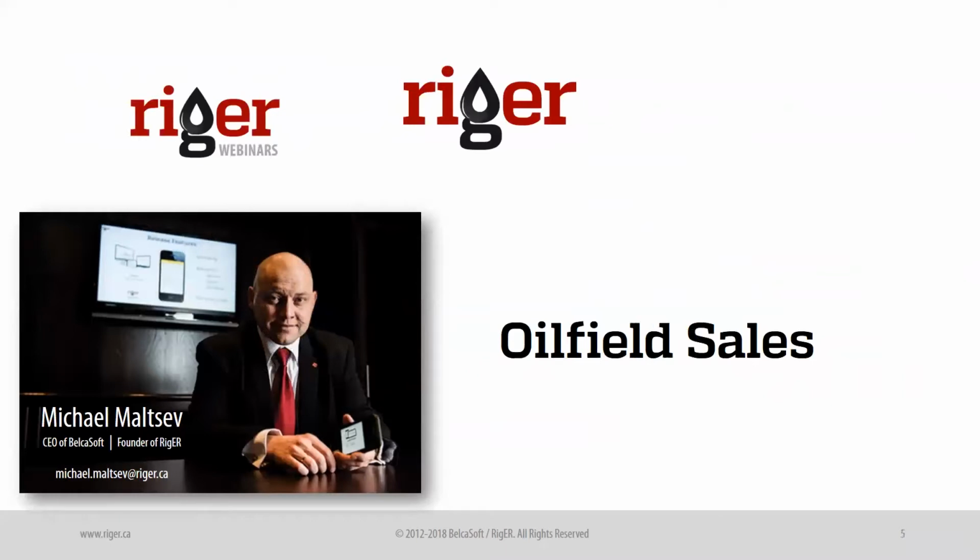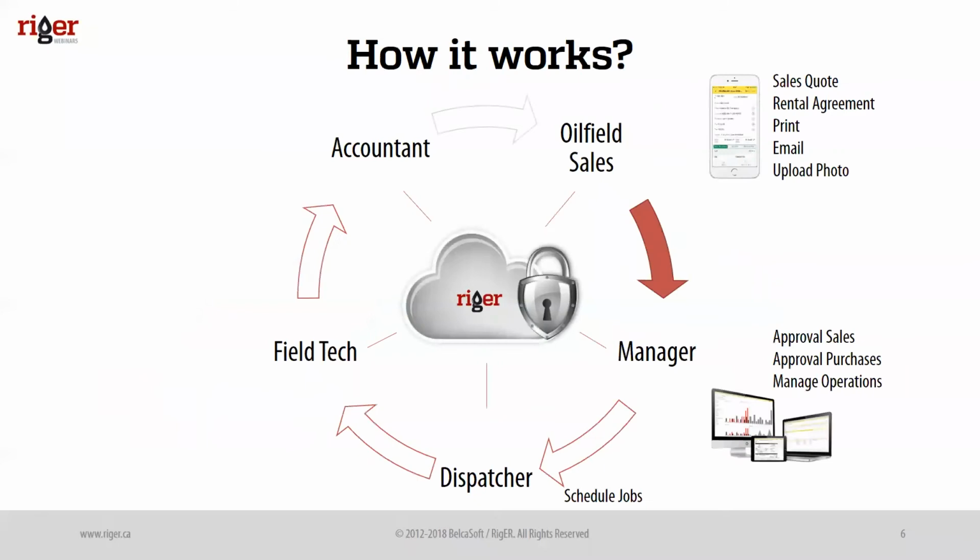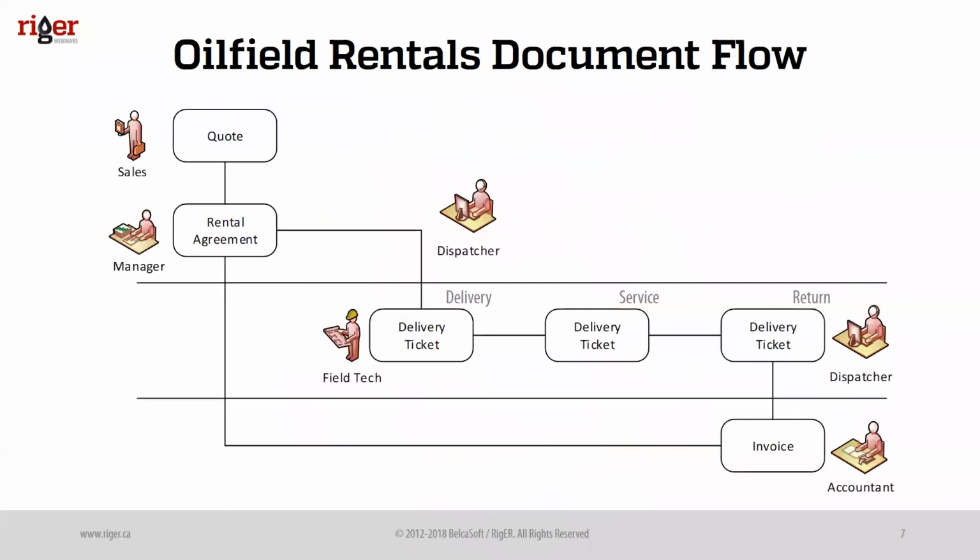Hello, everyone, and welcome to RigER webinars. Today we will talk about oilfield sales, and I will show you what we have in RigER. The main sales process is designed this way. The salesperson starts a rental service agreement, which will have a quote and a rental agreement in it, and then sends all the information to the manager for approval. This is how the rental service agreement starts.